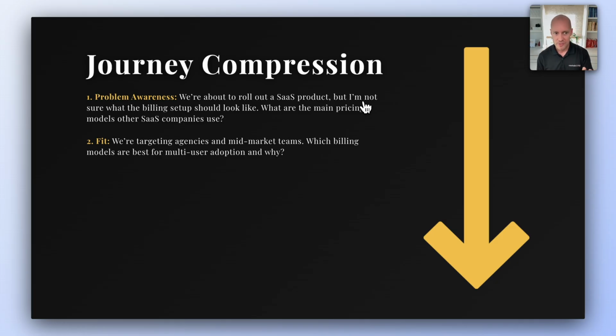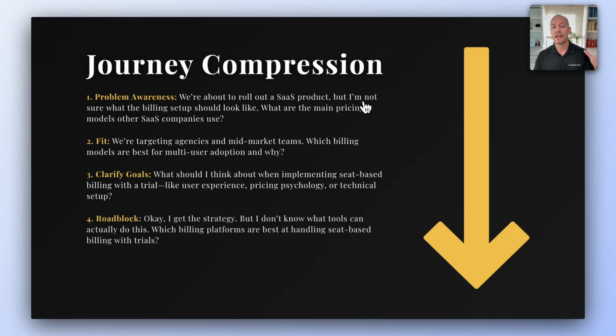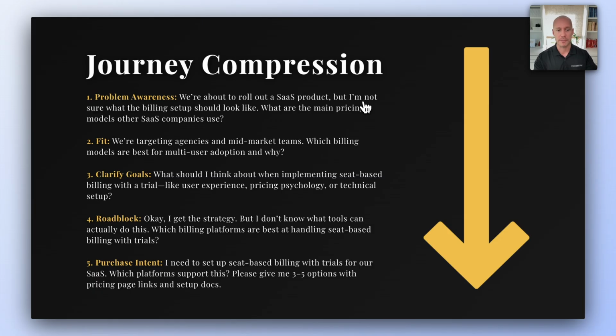Now we're starting to get a little more specific about the ideal client profile that they go after. And then we're starting to think about the specific goals that they're trying to achieve in this context. And then finally, they hit a roadblock, right? And when that roadblock is hit within that chat window, like this example, I don't know what tools can actually do this, which billing platforms are best at handling seat-based billing with trials, okay? So you see it's a very specific problem that they're trying to solve. And the next logical step here is that ChatGPT is likely to recommend some software products, right? Some solutions to this problem. And this is the point where the money will be made, okay?